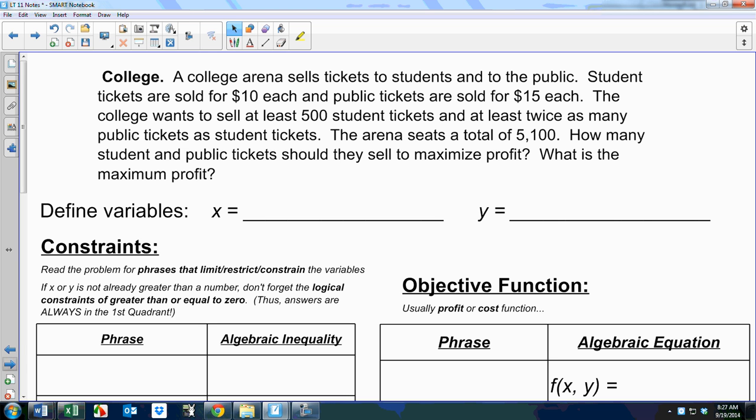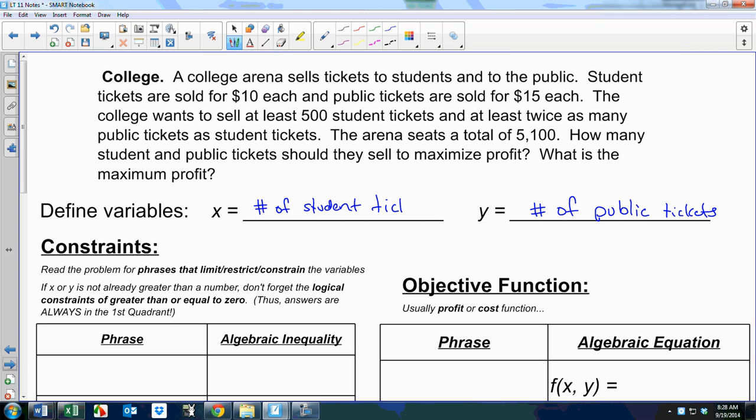That's your variables. Just to be consistent, let's all go with x being the number of student tickets and y being the number of public tickets. That's step 1. Step 2 says to start writing inequalities and your profit function.